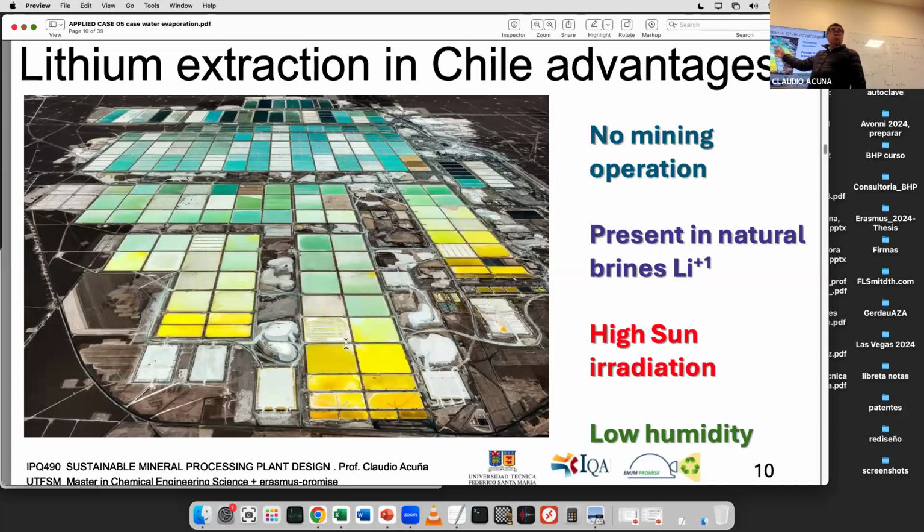So those pans evaporate for 12 months, 15 months, and the capex, the investment to build this, I'm talking about 500,000 square meters. Sorry, yes, 500,000 square meters. One, big.